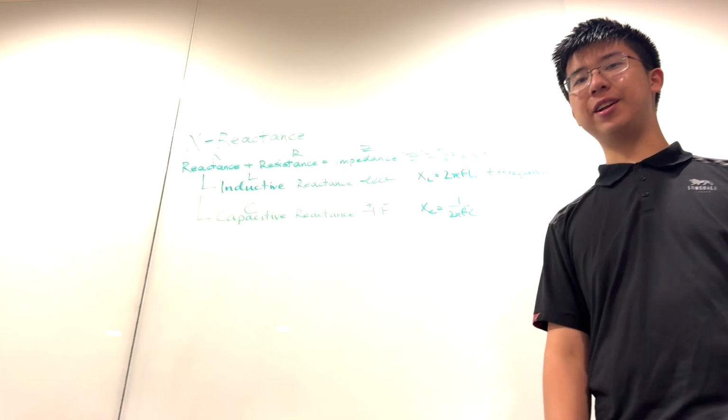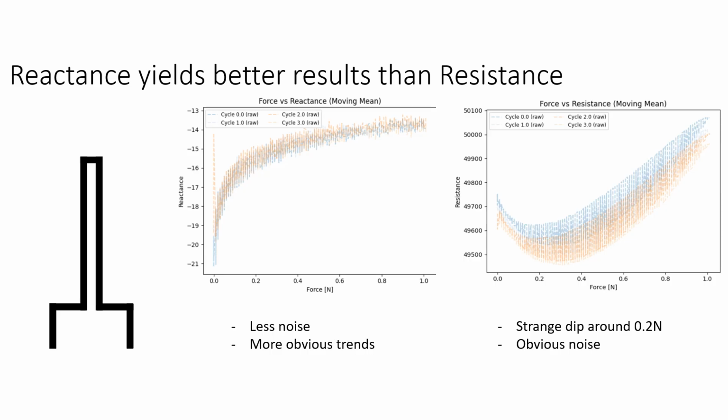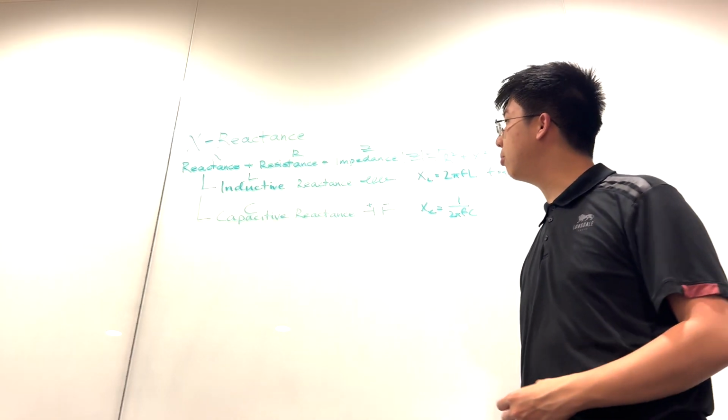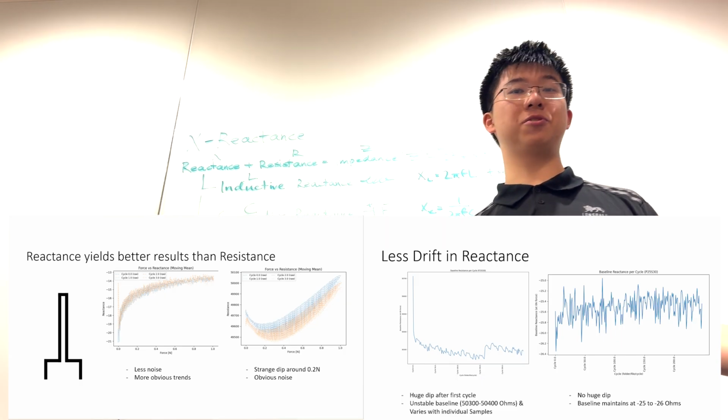So now let's look further into reactance, as it looks a lot better than resistance on the graph. It has more obvious trends, and there is way less noise. You see resistance even has a weird dip at around 0.2 newtons, but reactance doesn't have that. And it has a stable baseline. By baseline, I mean that when 0 newtons is being applied, it outputs the resistance value or the reactance value at that specific point. And if we plot that out, we can see that reactance is pretty much superior for measuring than resistance.